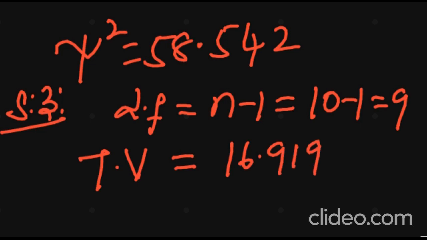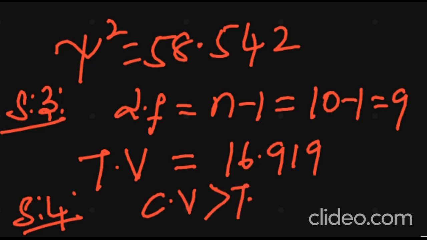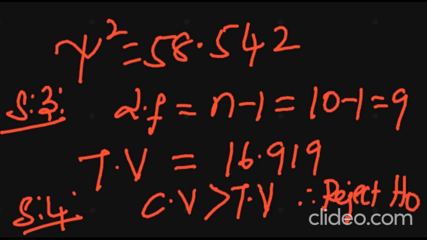Your table value is 16.919. In step 4, you compare these two values, the calculated value and the table value. The calculated value is greater than the table value. Therefore, I am rejecting H0, which means that the digits do not occur equally frequently in the directory.